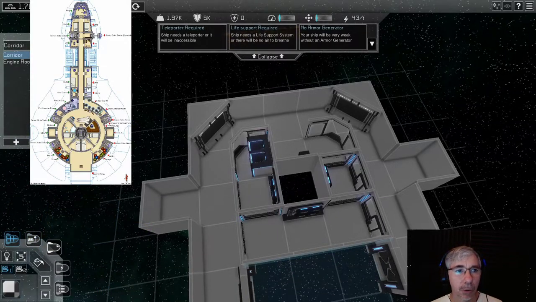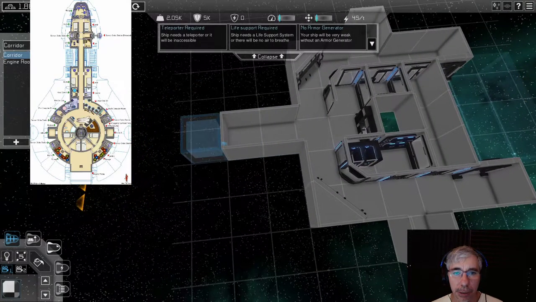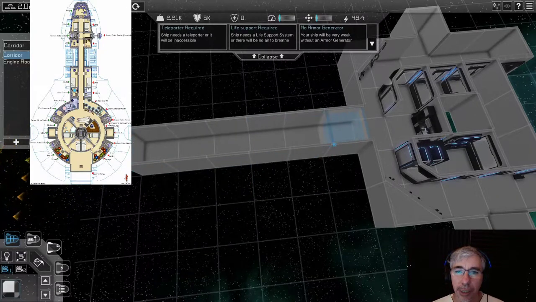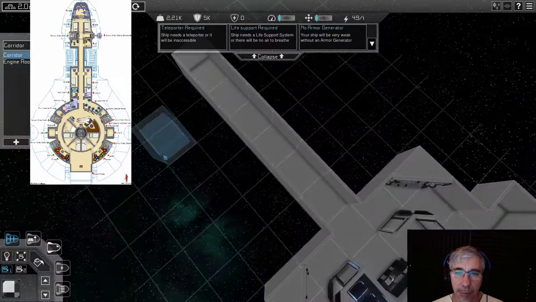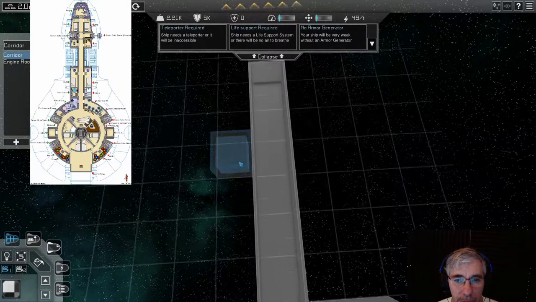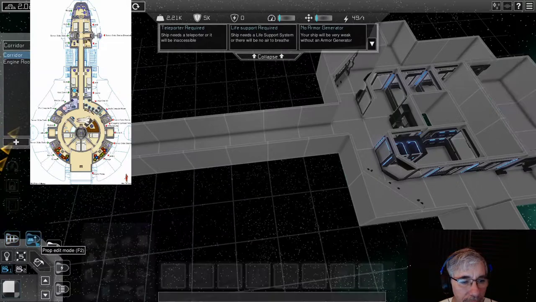Okay, so let's continue with the corridor, because this section is important, to have an overview of the whole layout. So there we are, we have six blocks wide, and these are different rooms here. And at the end we will have the cockpit.